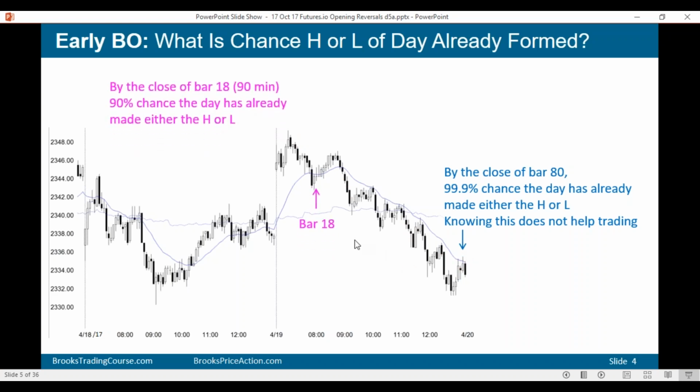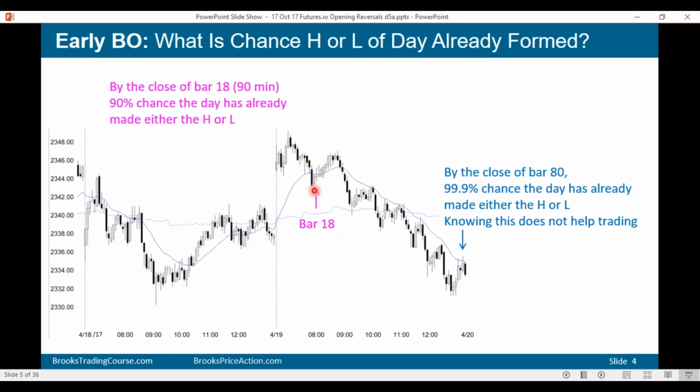However, knowing when there's a 90% chance that the high or low of the day has taken place is useful as a trader. And by the 18th bar of the day, there's a 90% chance that either the low of the first 18 bars will remain the low of the day, or the high of the first 18 bars will remain the high of the day. And that does help you as a trader.